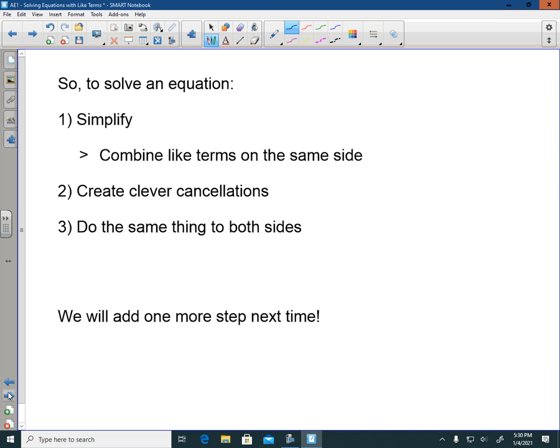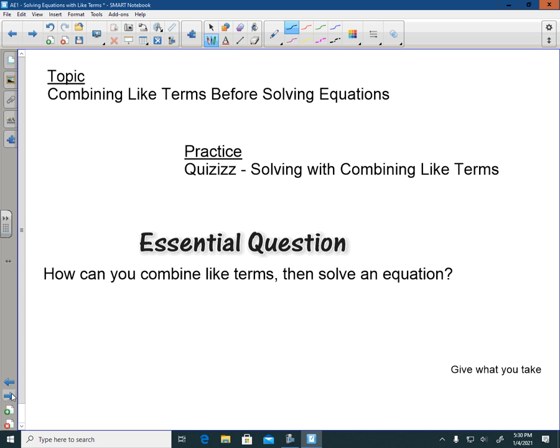Okay? Speaking of which, I got a little practice for you in the form of a quiz. I'm really liking this quizzes site. I hope you are too. Let me know if you really hate it because I'll try to find something else. But the topic was combining like terms before solving equations. Your practice is on quizzes. It's called Solving with Combining Like Terms. The essential question, how can you combine like terms and then solve an equation, is something that you should be able to answer at this point.